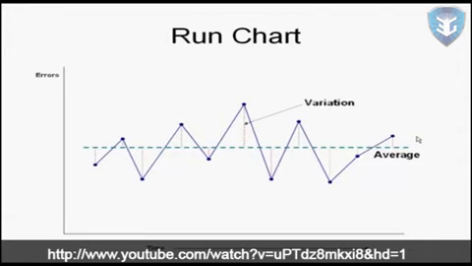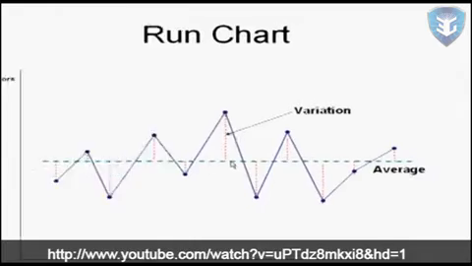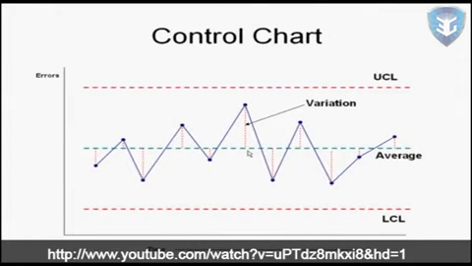A control chart begins when we start looking at the variation. How far is each point from the center line? If we take that bit of data, it turns into what's called the standard deviation. That allows us to calculate an upper control limit and a lower control limit. This type of chart would be known as a Levey-Jennings chart.